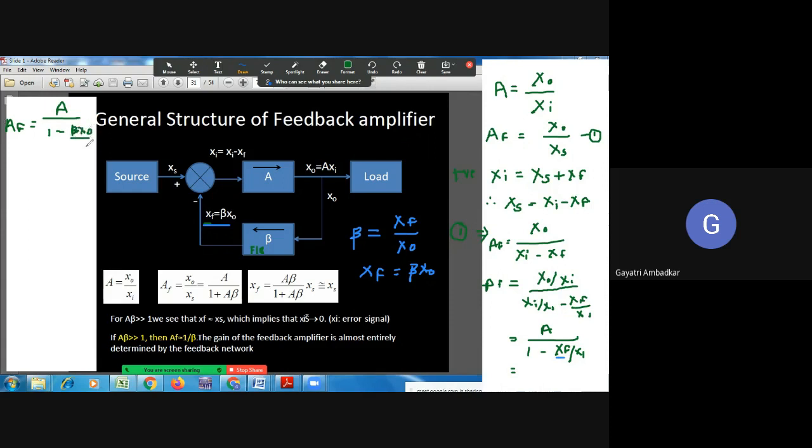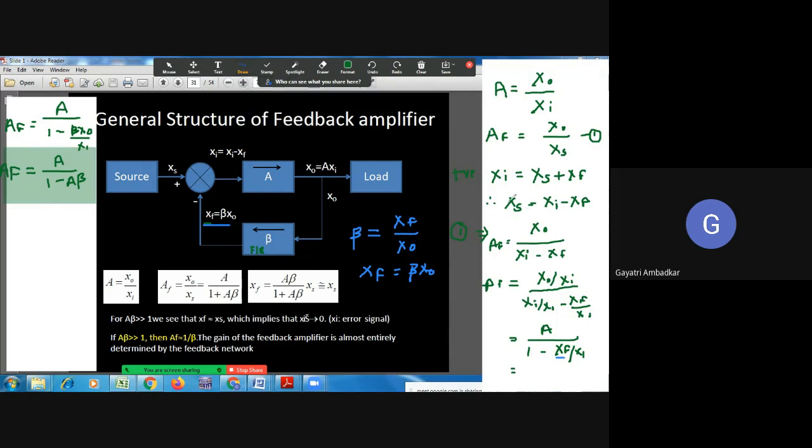divided by XI. Again, if you see this ratio XO upon XI is nothing but A. So feedback gain is equal to A upon 1 minus this XO by XI, which is A, so 1 minus A into beta. This is the feedback gain in case of positive feedback amplifier. Okay, which type of feedback did I explain to you?